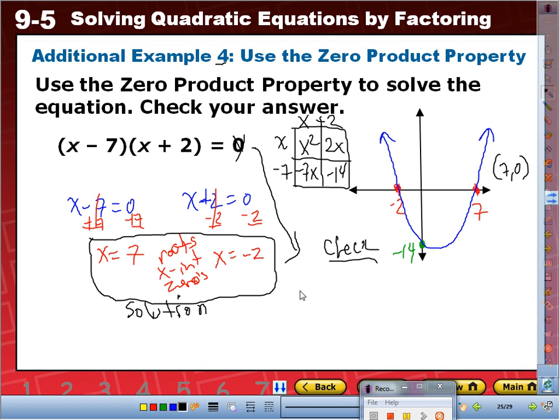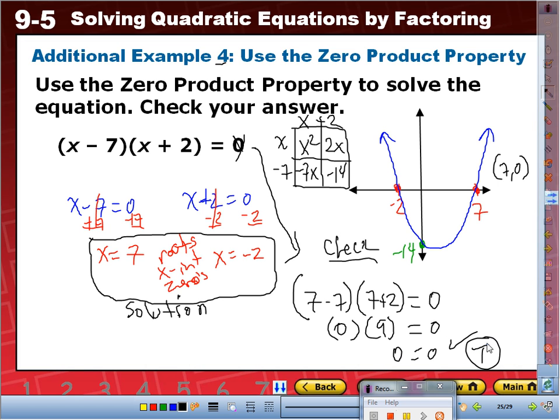Check this out. Parentheses, instead of x, I'm going to substitute what number? 7 minus 7, close parentheses, open parentheses, 7 plus 2, close parentheses, equals, what is y? 0. But you see where we get 0 from? Okay, so what is 7 minus 7? What is 0 times 9? So is 0 equal to 0? Yes. Bam. Pretty good, right? Okay, so that's pretty much the homework for tonight. Now, check this out. Let's do one more.